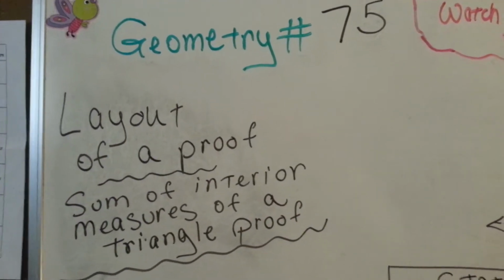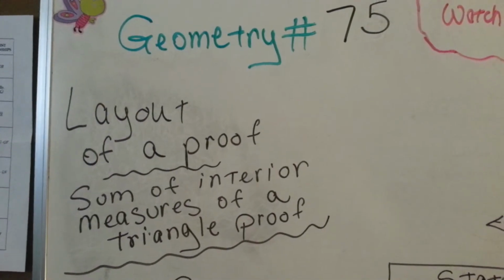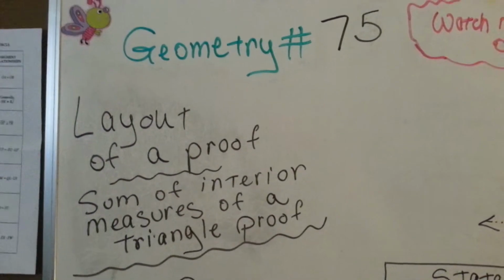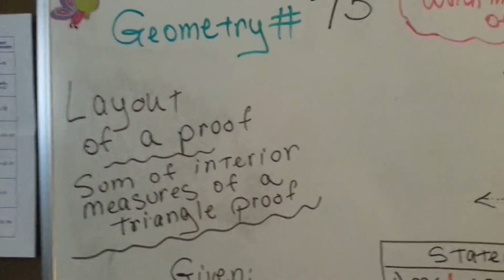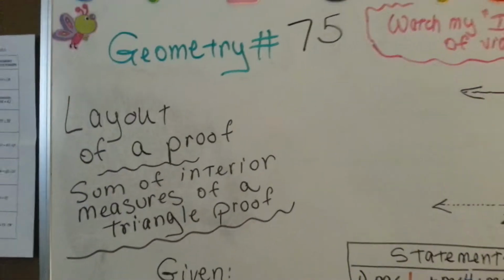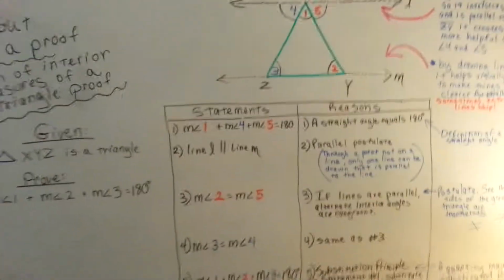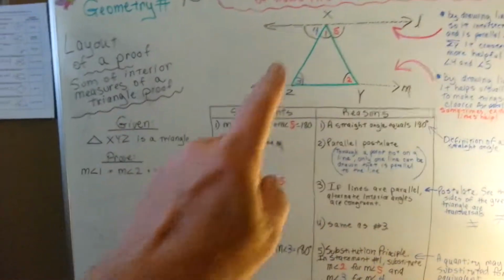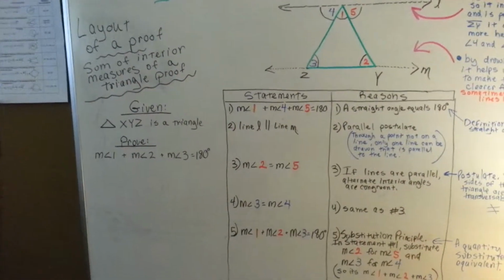Okay, we've got another layout of a proof for you. This one is the sum of interior measures of a triangle proof. We are going to take a step back, look at what we've got on the board, and then go through it.